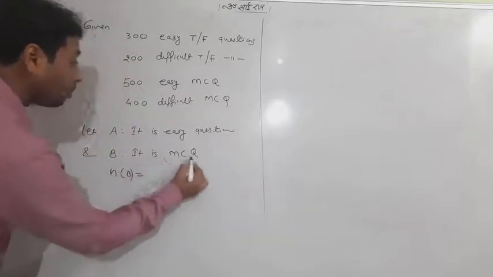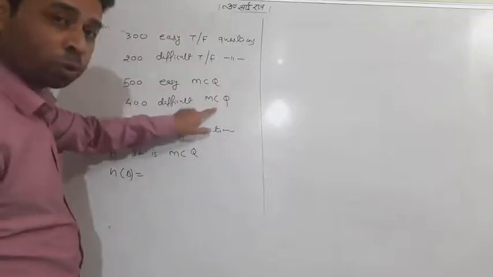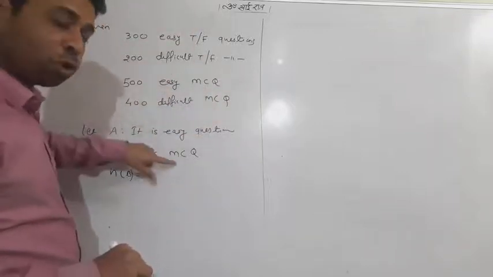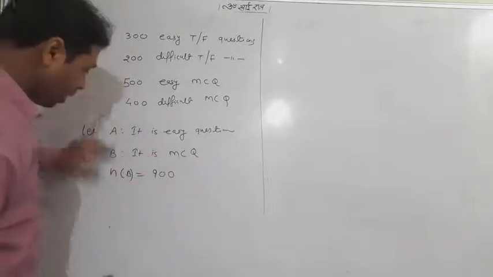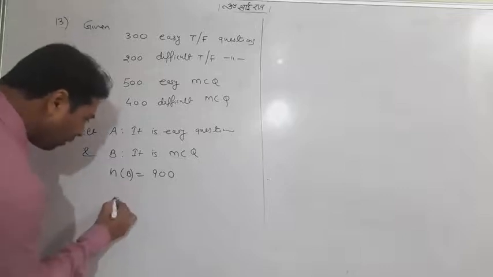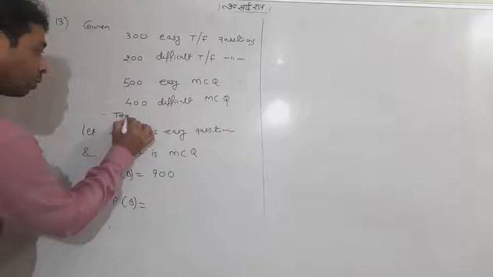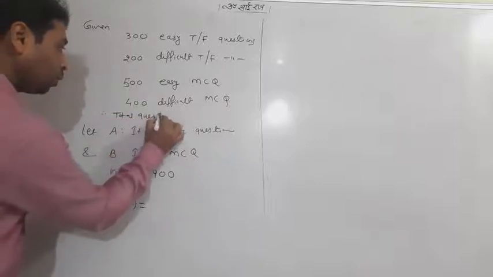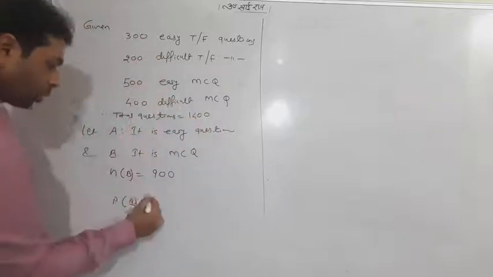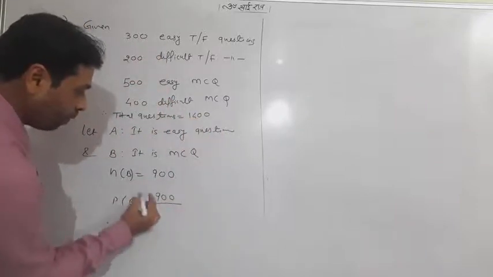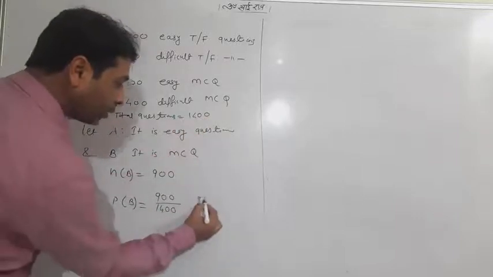It is MCQ. No matter what is easy and different, but MCQ it was. So 500 and 400, that is 900 MCQ. And this is N of B. P of B we can find out. So write here total questions. Total questions is equal to 1400. All questions. So definitely P of B will be N of B upon N of S. This is going to be 9 by 14.